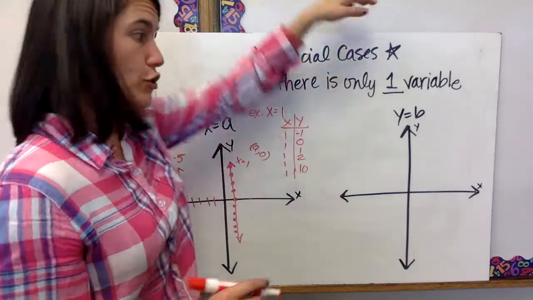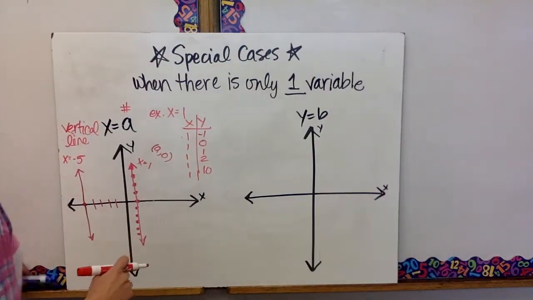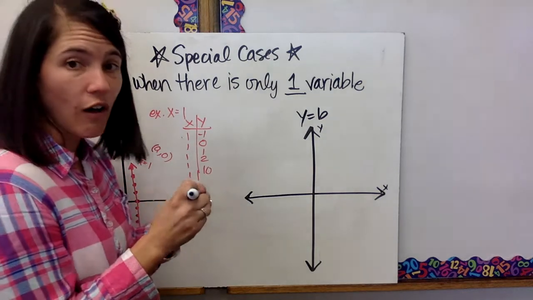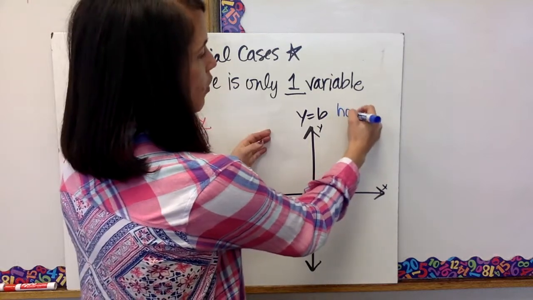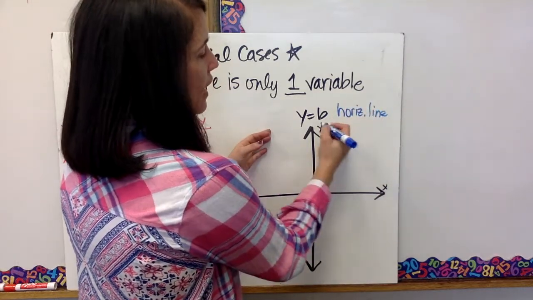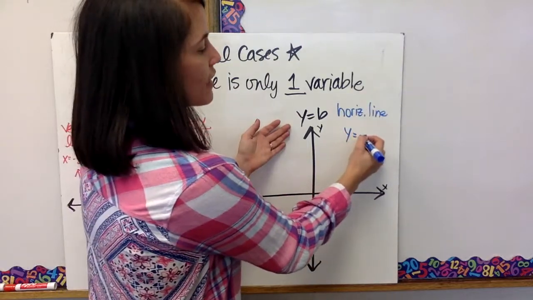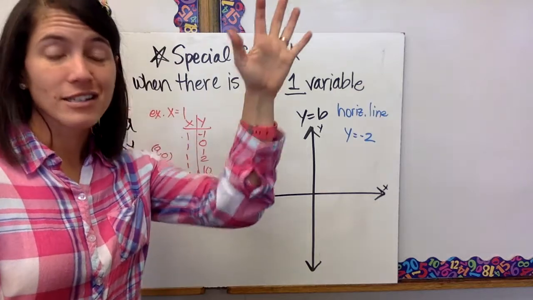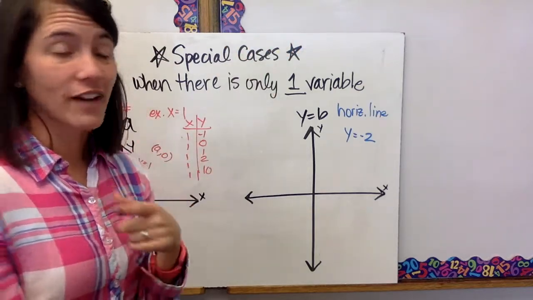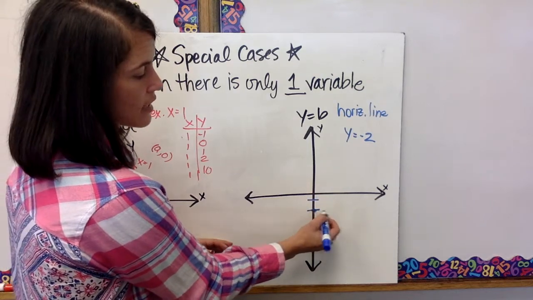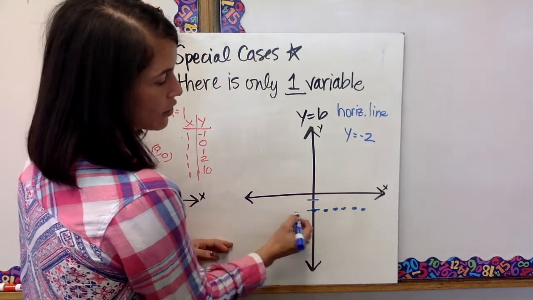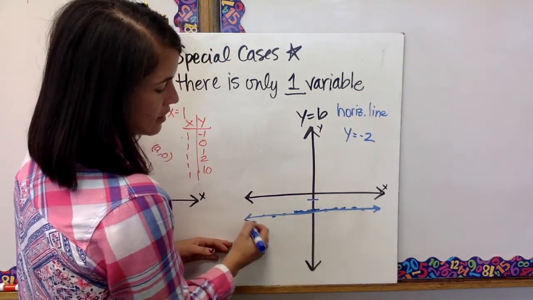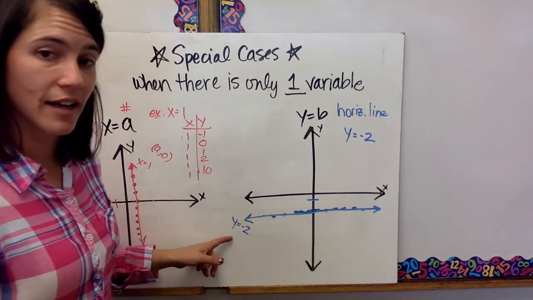Now, the opposite is true for y equals a number. If y equals a number, you could probably guess it's going to be a horizontal line. That means all the y's are going to be this number. Let's say y is negative 2. That means no matter what your x value is, no matter if it's positive 10 or negative 10 or infinity, your y value is always negative 2, which means we go down negative 2. And it creates a horizontal line.